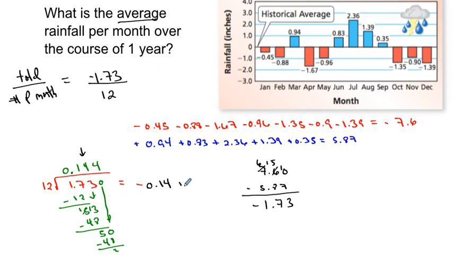inches per month is how much rainfall. So it's losing, so this particular year we're losing about 14 hundredths of an inch per month on average. All right, next problem.